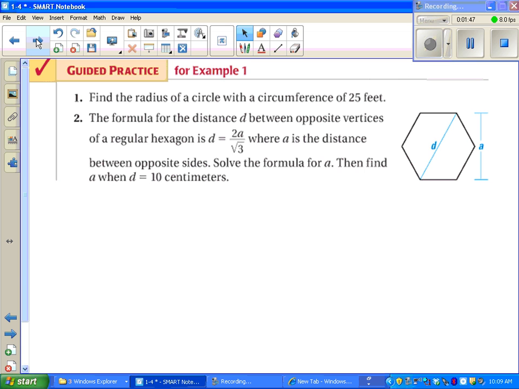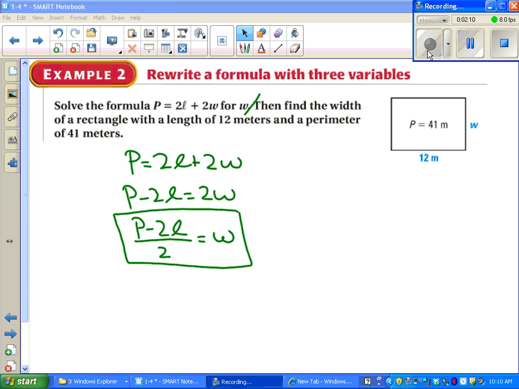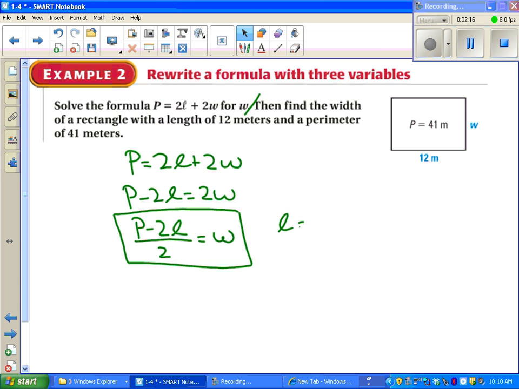At this point, you can pause the video and try the guided practice, or you can do those later. Next problem says solve the formula P equals 2L plus 2W for W. So let's just do that before we even read any further. After we do that, it says find the width of a rectangle with length 12 and perimeter 41.